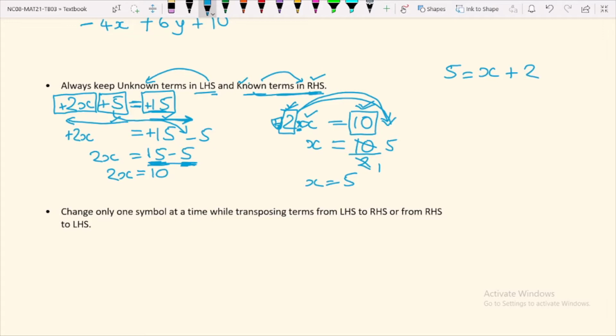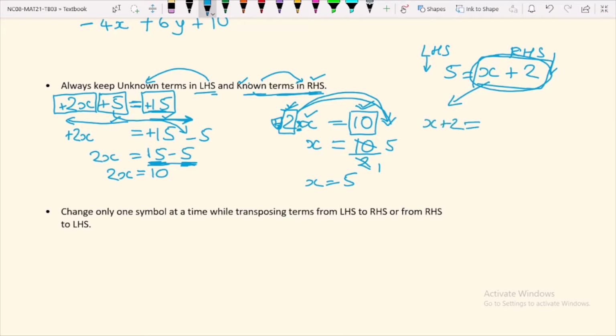In this, at the start itself, the unknown terms are given in RHS, and the known terms are given in LHS, which is wrong. LHS should have unknown terms, RHS should have known terms. So what we'll do is we'll shift the whole RHS. We'll shift this whole RHS to LHS.